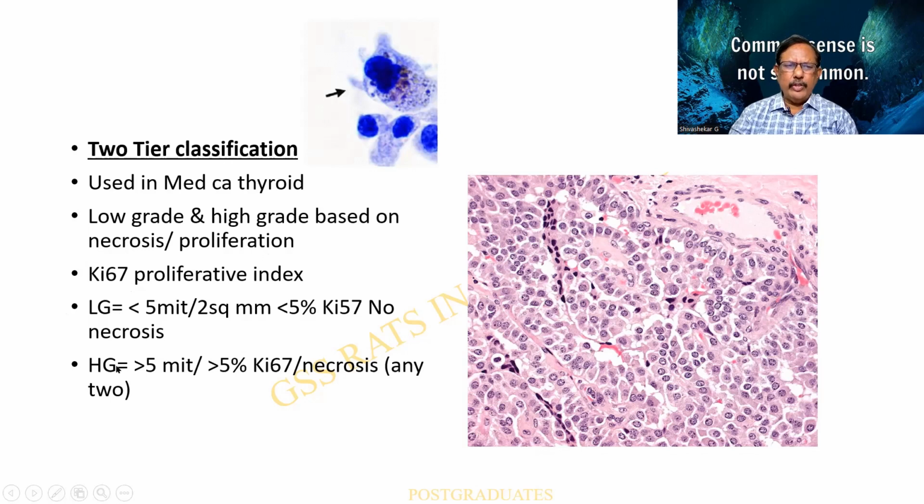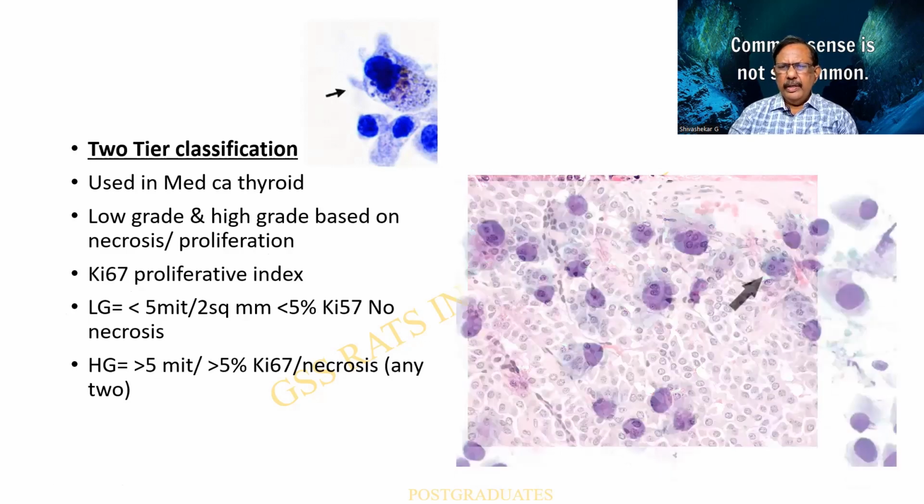Of course, these parameters are all constantly repetitive: Ki67 index, areas of necrosis, mitotic figures. And look at this one. Again, a typical pattern, an organoid pattern, very regular pattern. If the history is given, I would very well suspect it to be a medullary carcinoma. But then a follicular carcinoma can be a close differential diagnosis.